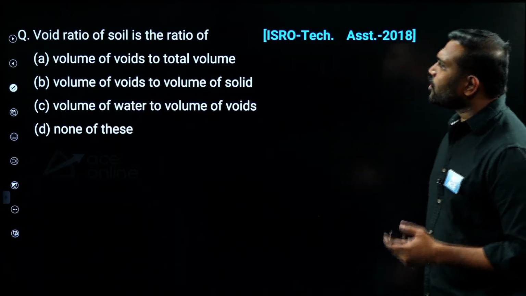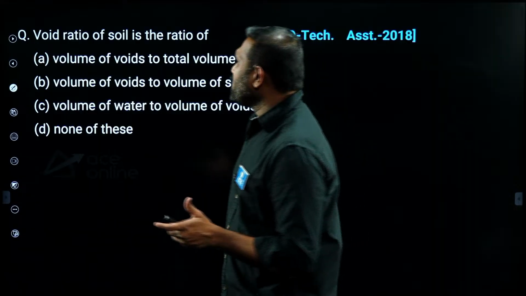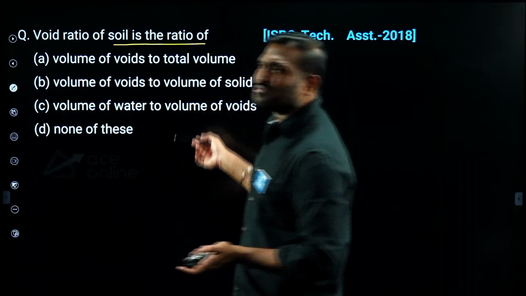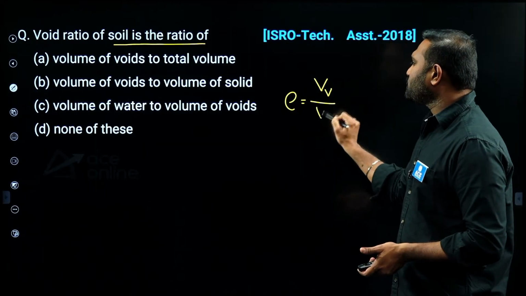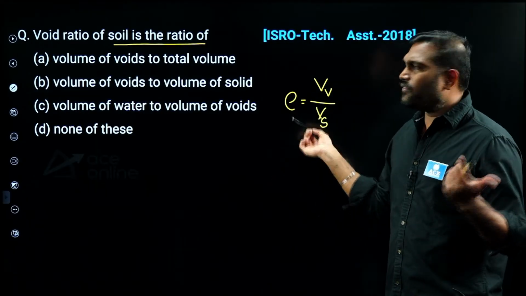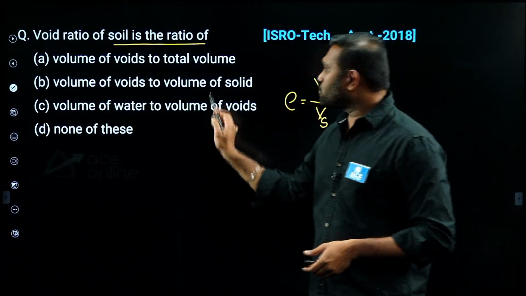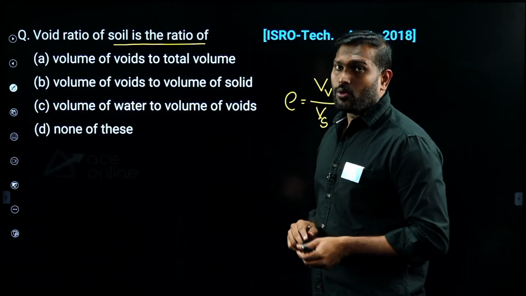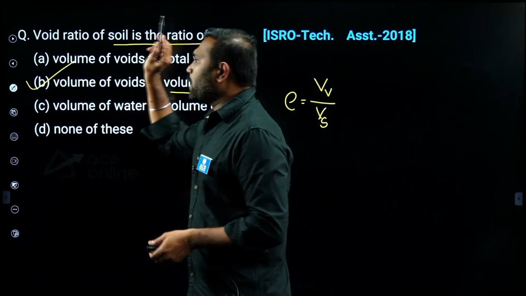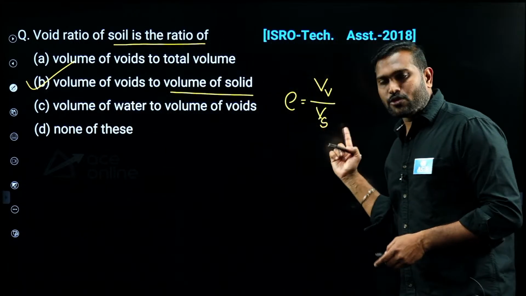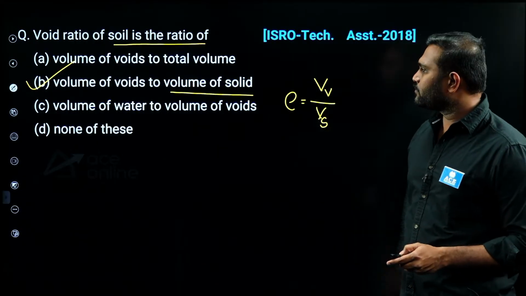Next, again, that's a basic formula. Void ratio of the soil is a ratio. What is void ratio? Void ratio is how much voids are there with respect to the solids in the soil. Vv by Vs. Volume of voids to total volume? No. Volume of voids to volume of solid. That is important. So, option B. Vs is not volume of soil. Vs is volume of solid.